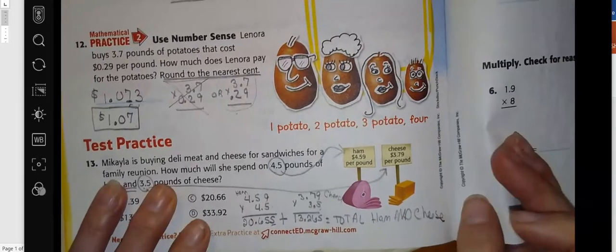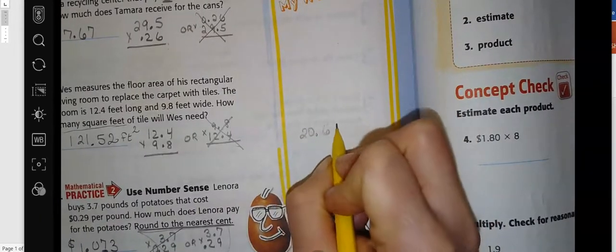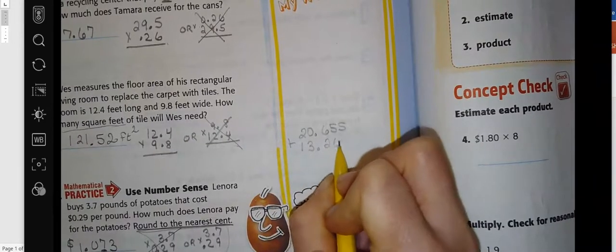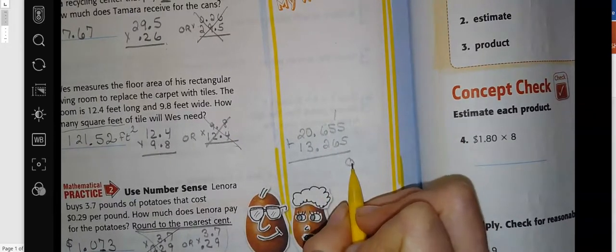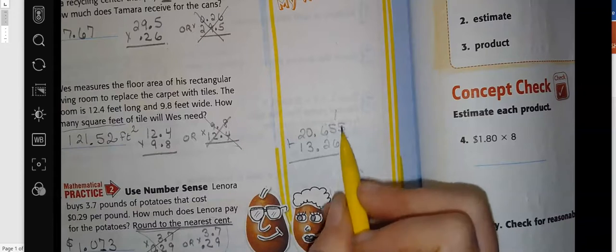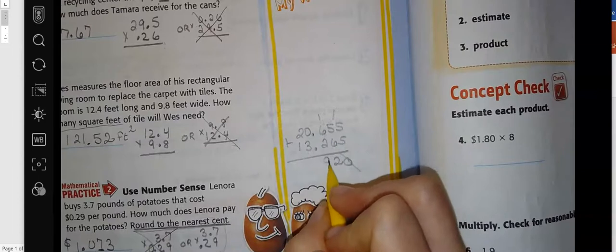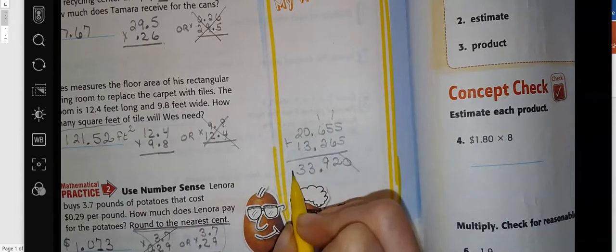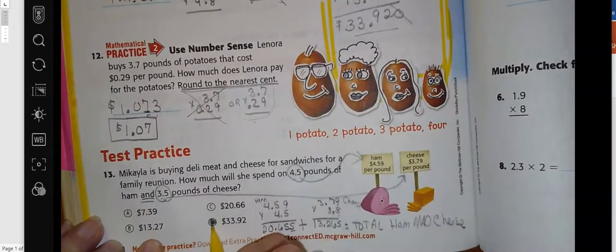Now, in order to get this total, we need to add. So here we'll take 20 and 655 thousandths plus 13 and 265 thousandths. This is why I was not worried. I no longer have anything in the thousandths place. 12 in the hundredths, 9 in the tenths, 3 in the ones, and 3 in the tens. $33.92 matches exactly with letter D.